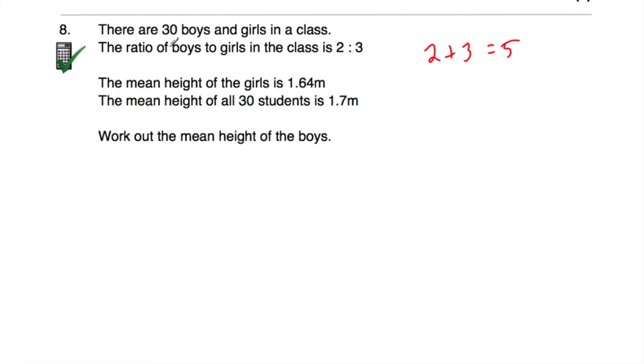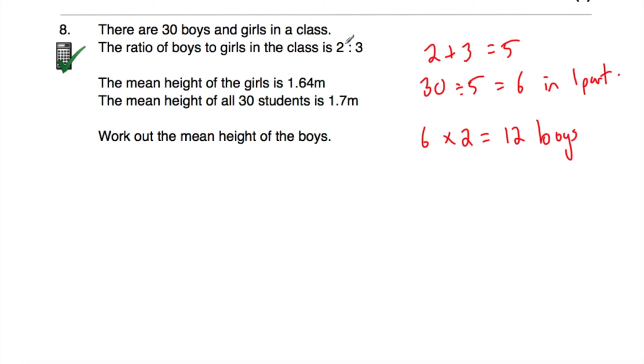I would then take the total, so how many students are in the class here, which is 30, and I would divide that by 5. And that'll tell us how many students are in one part. So 30 divided by 5 is 6. So there's 6 students in one part. So for the boys, there's 2 parts. So there's 6 in one part. So if we do 6 multiplied by their number in the ratio, which is 2, 6 times 2 is equal to 12. So that means there's 12 boys in the class. Then if we look at the girls, their number of the ratio is 3.